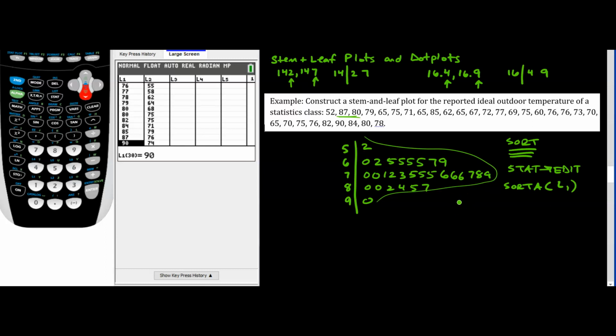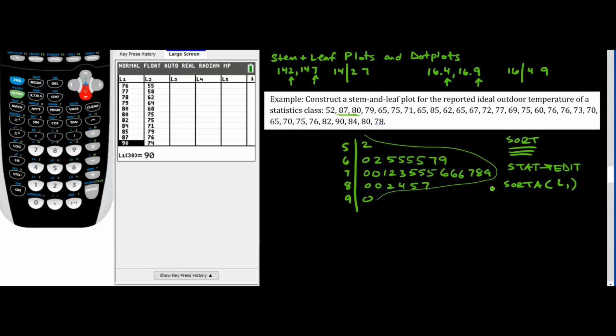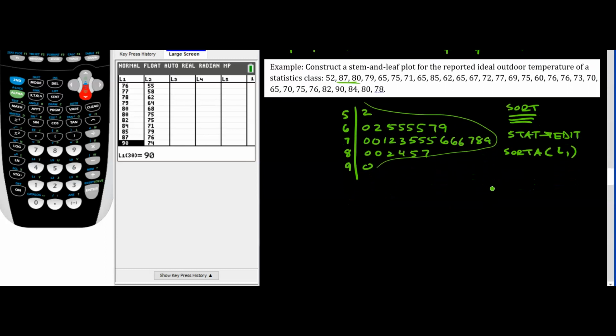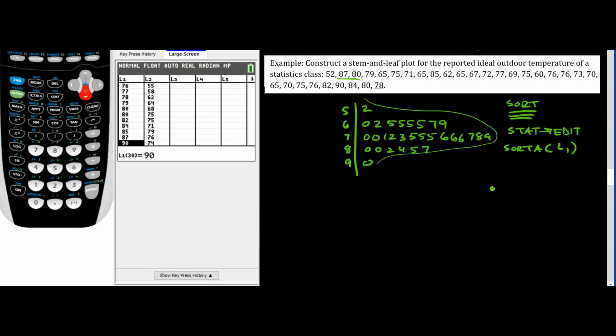So this is just a regular stem and leaf plot right here. But sometimes what we'll do is we will make what's called a back-to-back stem and leaf plot, or a split stem and leaf plot. And first, I'll talk about the split stem and leaf plot. So a split stem and leaf plot would look like the following.